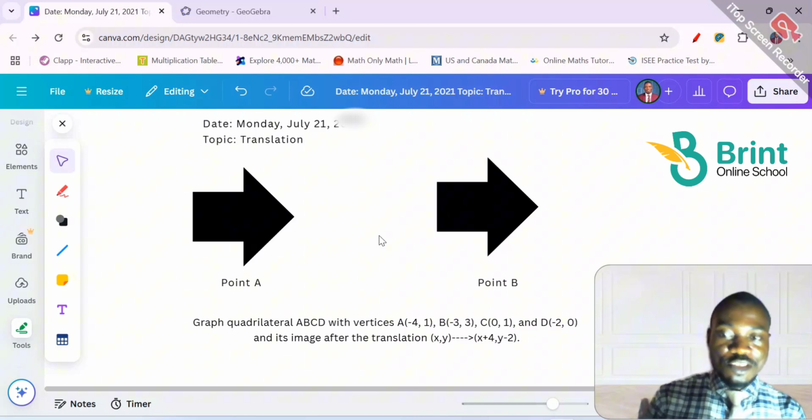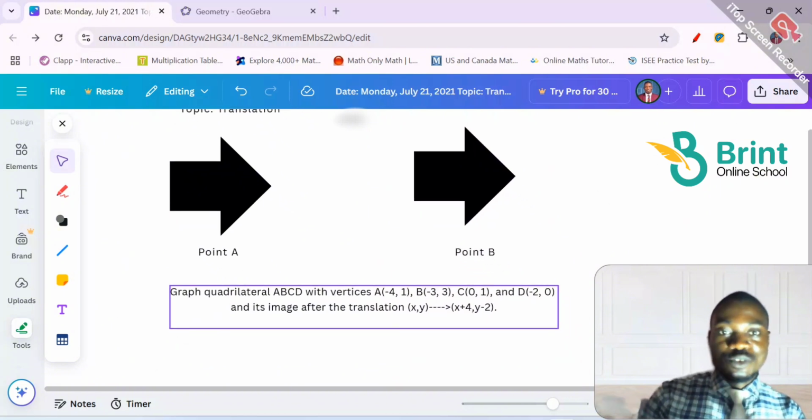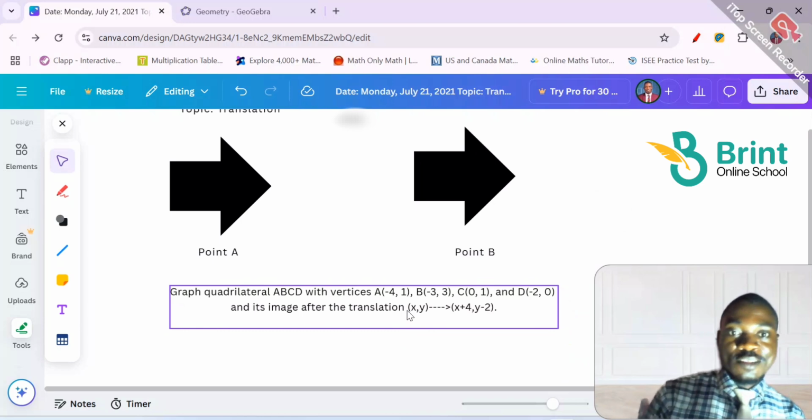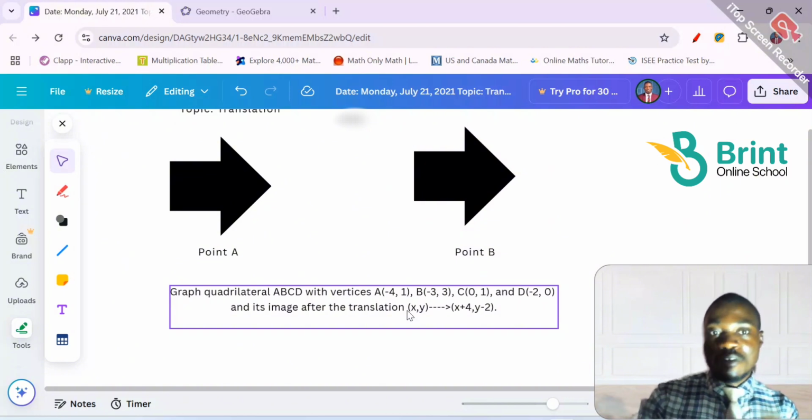So how is translation performed on a plane surface, on a coordinate plane? I'm going to be using this question to answer that. It says graph quadrilateral ABCD with vertices at point A, -4, 1. Then point B has coordinates -3 and 3. Point C is 0, 1, and point D is -2, 0. We have to graph this quadrilateral.